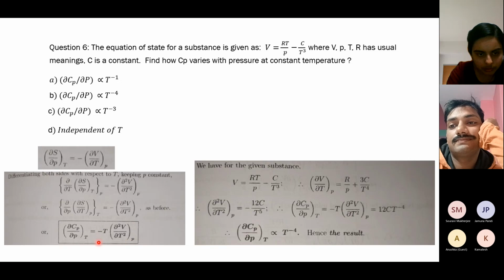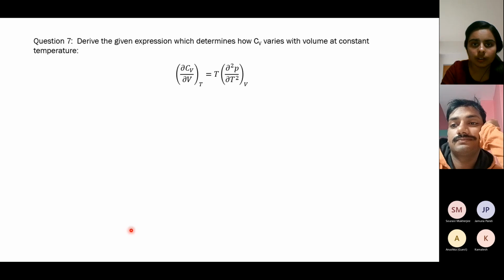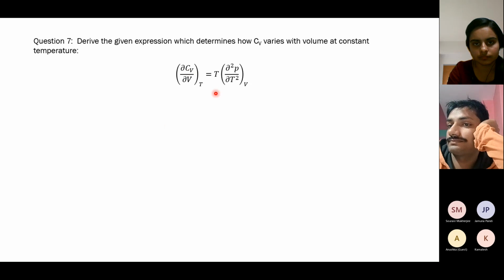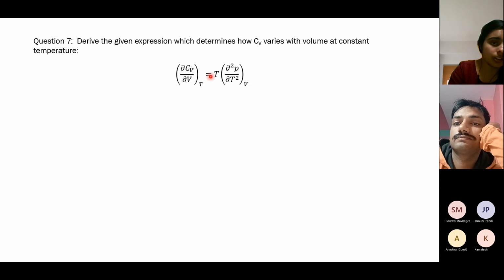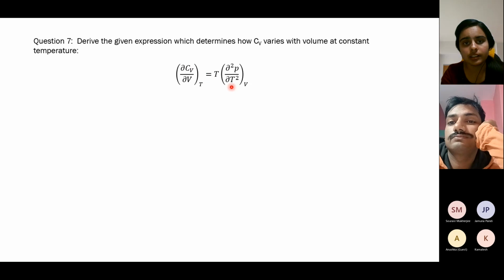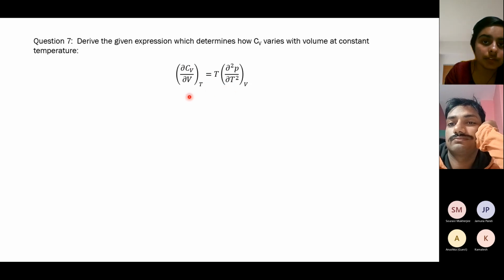So it's good to remember this kind of exercise, that if you have this Maxwell's relation, you can find how specific heat changes at different conditions. These things are very useful in solving questions and even understanding systems. Now this is the expression we want to derive. The last one was for the specific heat at constant pressure. Now this is at constant volume.